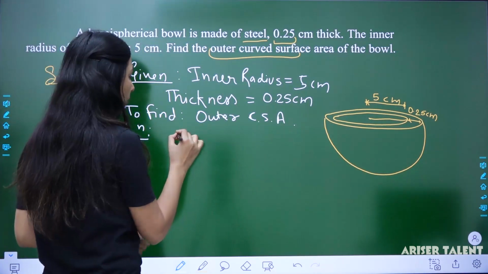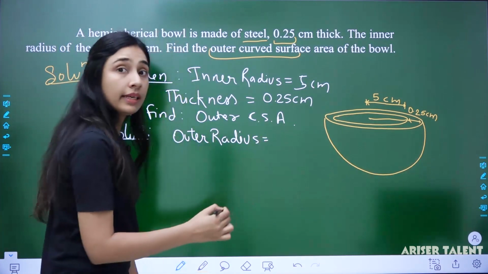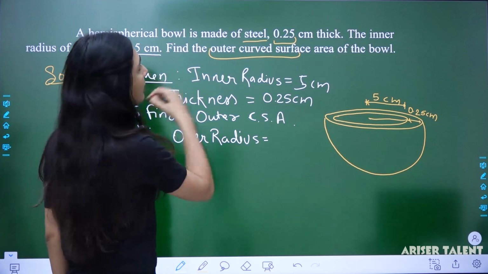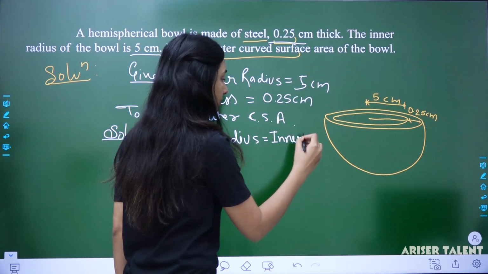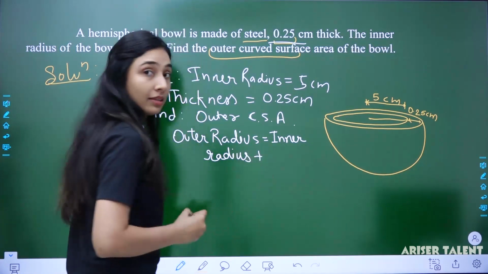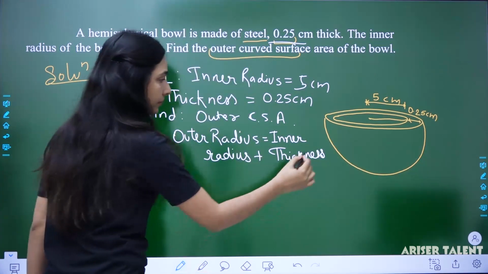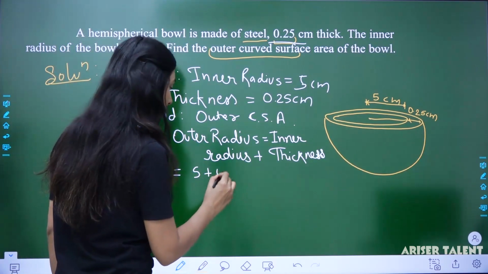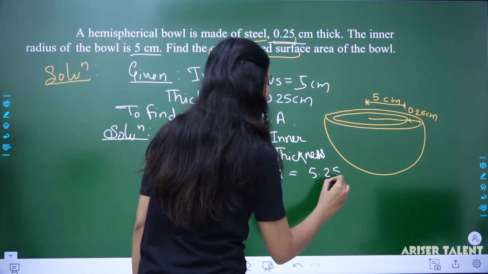Okay, the solution is simply, if we talk about the outer radius, that will be equal to what? You can see this inner radius which is given 5 centimeters plus this thickness. Okay, so inner radius plus the thickness part. Okay, so it is going to be 5 centimeters plus 0.25 centimeters, which is equal to 5.25 centimeters.